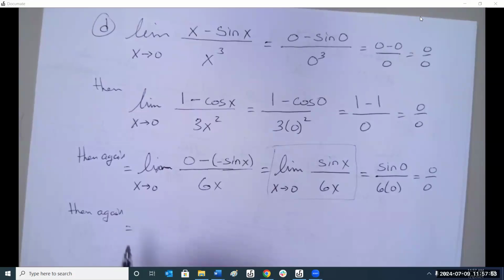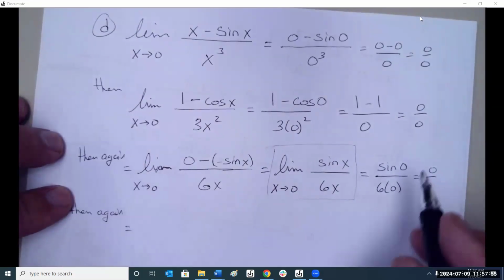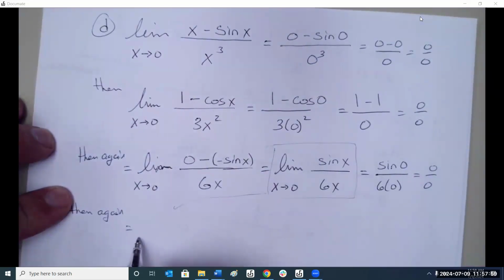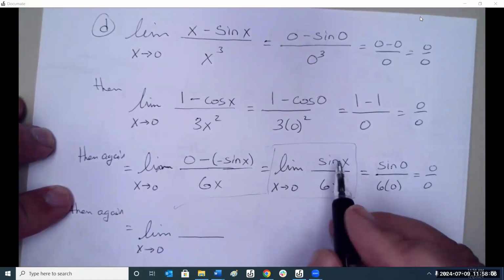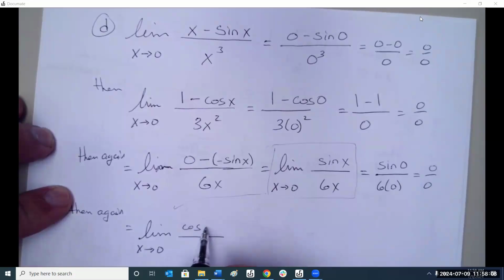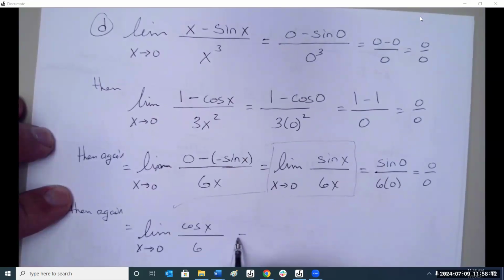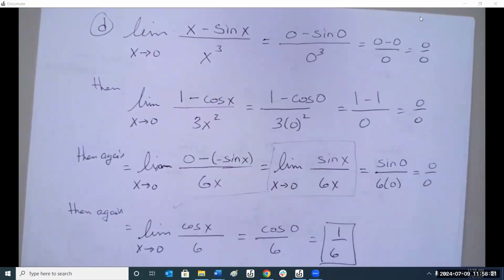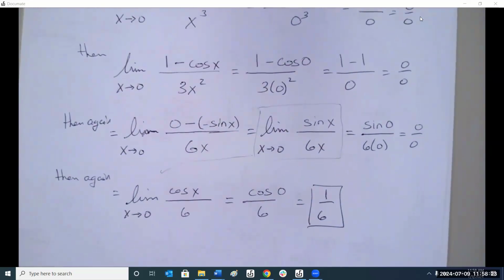Then again, we take the derivative of this one. Derivative of sine is cosine. Derivative of 6x is just 6. Cosine at 0 is 1 over 6. The answer is 1 over 6.